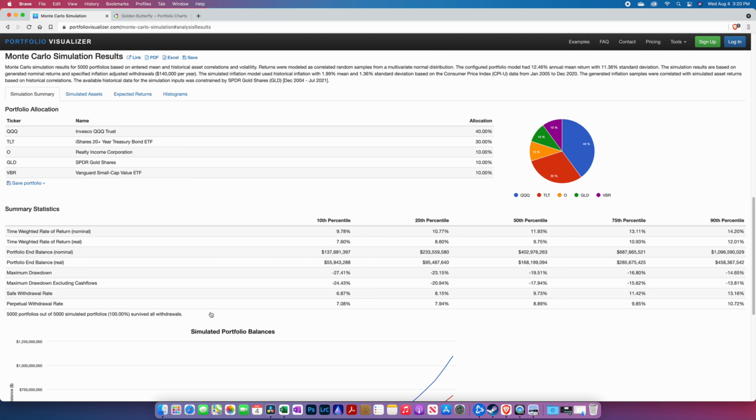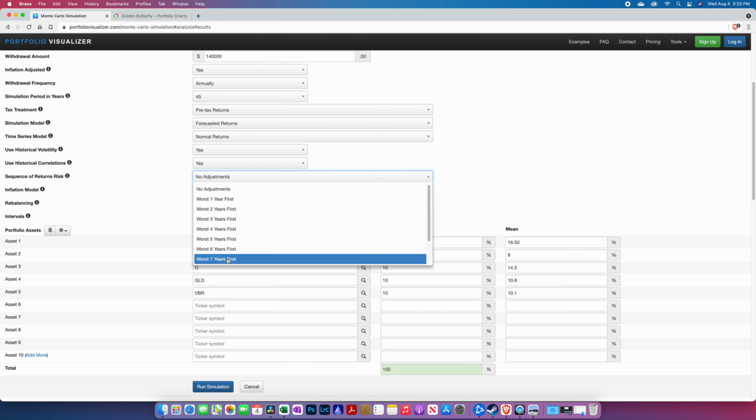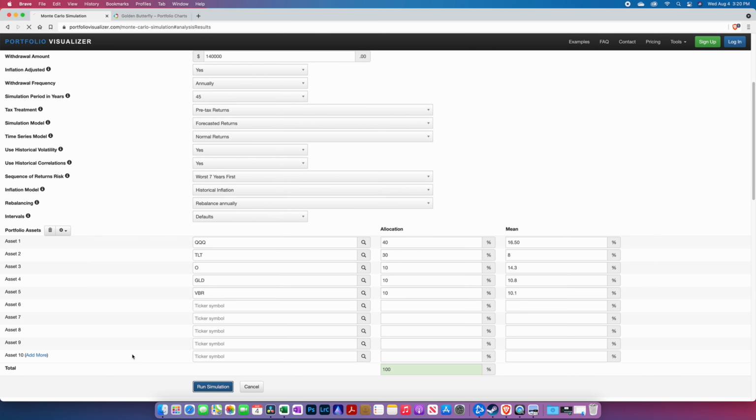And when we do, we come up with something that was very similar to what it was before, in rough order of magnitude. Again, we can select, say, the worst 7 years and see what happens.